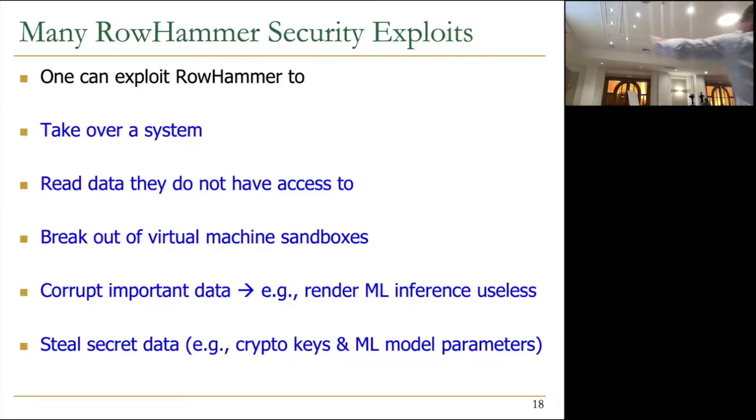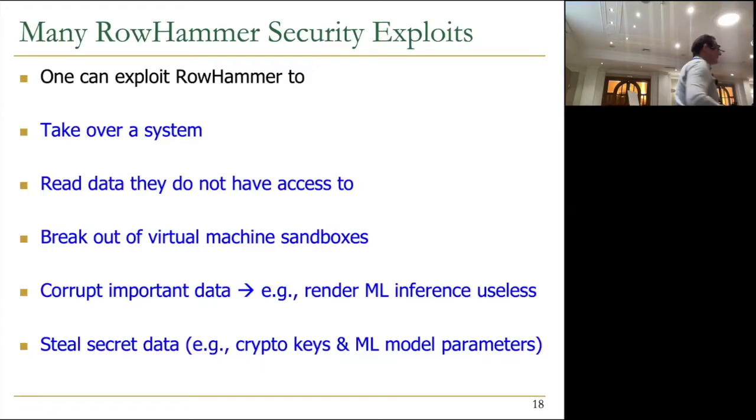And we will see that later. At the very end, there's a historical perspective here also. You can corrupt important data, for example, render ML inference useless by corrupting some important bits in your weight matrix. And people have shown that. Or you can actually steal secret data. It could be some cryptographic keys or ML model parameters, or some data that you really don't have access to. So it really breaks not just the integrity of the system, but also the confidentiality of the system. And that's why this should not be happening.